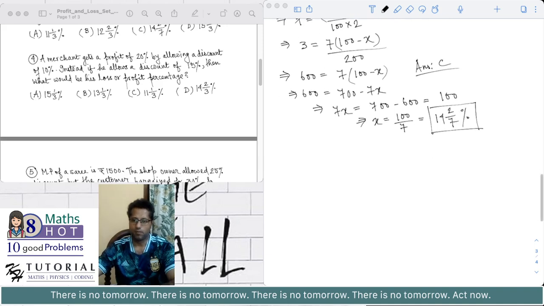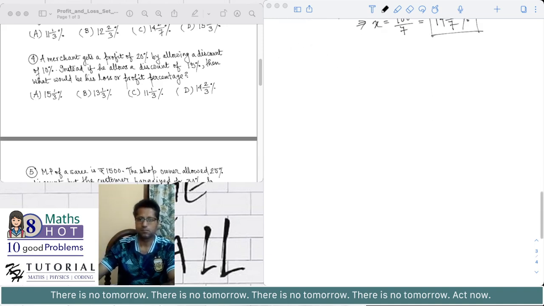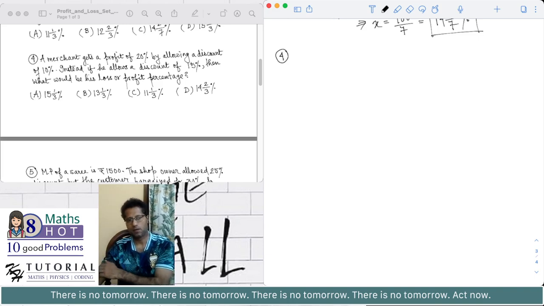Let's do problem number 4. A merchant gets a profit of 20% by allowing a discount of 10%. Instead, if he allows a discount of 15%, then what would be his loss or profit percentage?